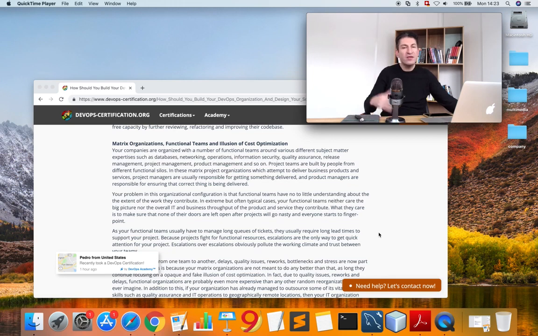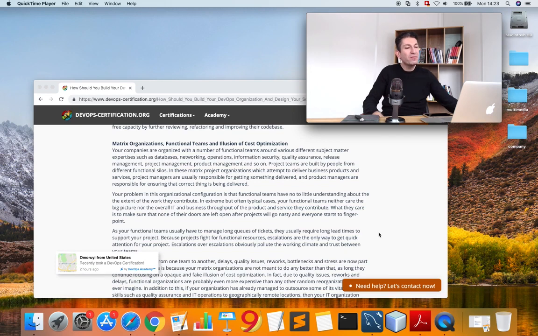Therefore, I want to give some background, some idea of how deep this problem is, and then we will come to the suggestion from DevOps on how we can get this problem sorted out. So your companies are organized with a number of functional teams around various different subject matter expertises such as databases, networking, operations, information security, quality assurance, release management, product management, project management, and so on. So imagine there are so many different teams working to deliver a software, which is already mind-blowing.